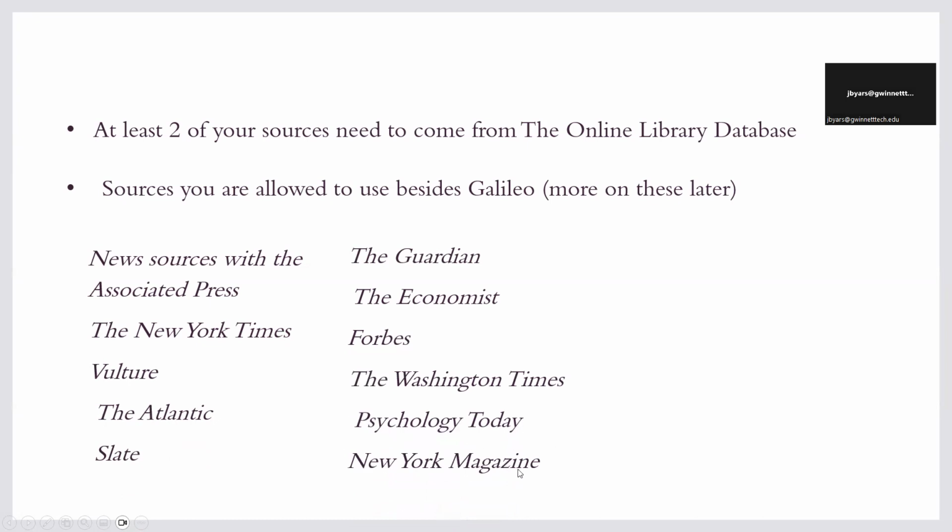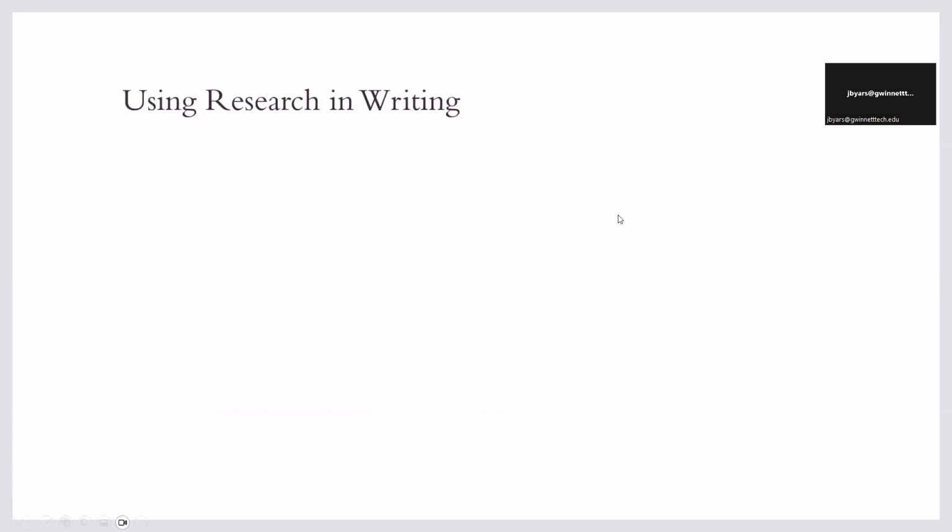Listen, y'all, on the quiz for this week, you have a quiz on sources. It's going to be giving you sample sources and asking, can I use this source? And if it's not on this list, you can't use it. All right. Galileo, any Galileo source you can use. And any of these. All right. But if it's not from here and it's not from Galileo, then you cannot use it as a source. I'll discuss more of that later.